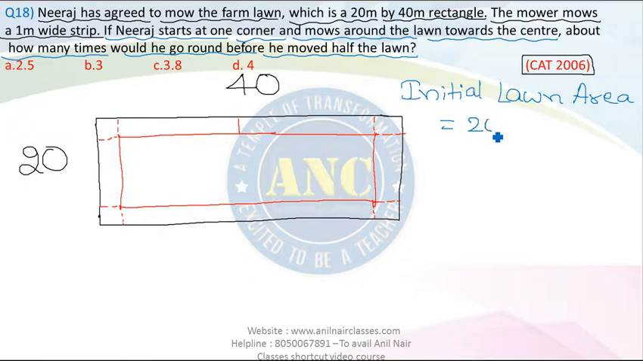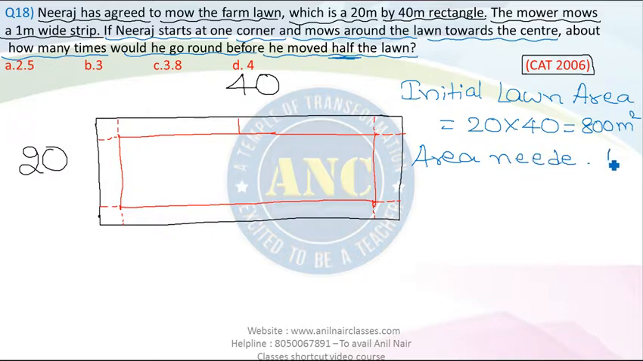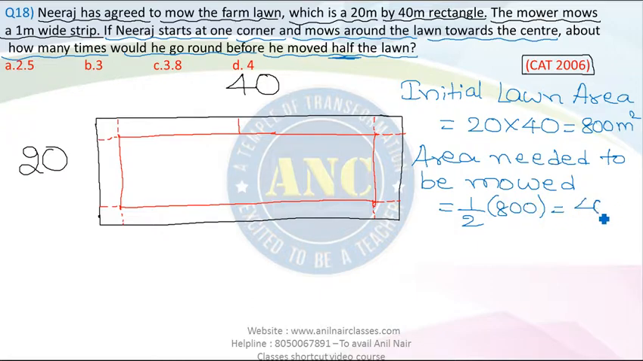Initial lawn area is 20 cross 40, which is nothing but 800 meter square. Now the question says he does not want to mow this entire lawn. He wants to mow only half the lawn. That means the area needed to be mowed is only half of the total area, 800. That means he is interested in working only 400 meter square area, not the entire thing.